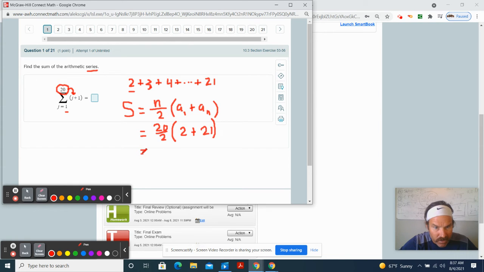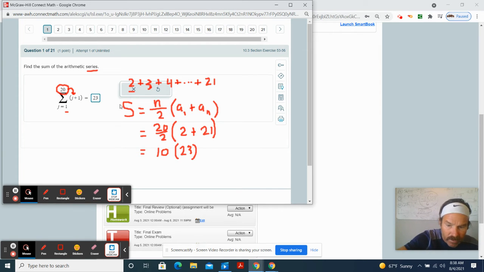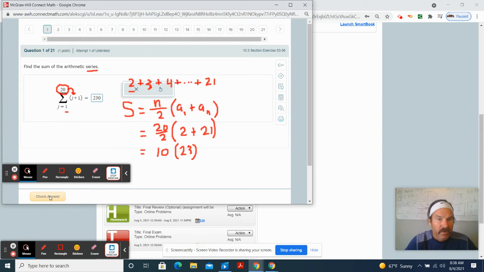And we just do the math. 20 divided by 2 is 10. 2 plus 21 is 23. And 23 times 10 is 230. So we put 230 right there. Added up all those numbers, 2 plus 3 plus 4 plus 5 plus 6 plus 7 plus 8, all the way up to 21, we would get 230. Check my answer. Get the green check mark. You're going to find those problems 1 through 6 are going to be that way.